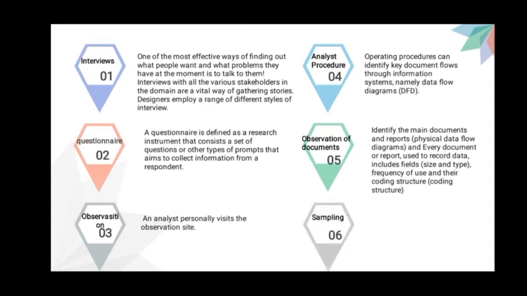And last is sampling. Sampling is a process used in statistical analysis in which a predetermined number of observations are taken from a larger population. So we take a sample from the whole group of respondents.